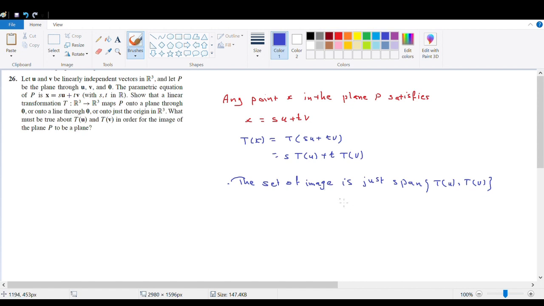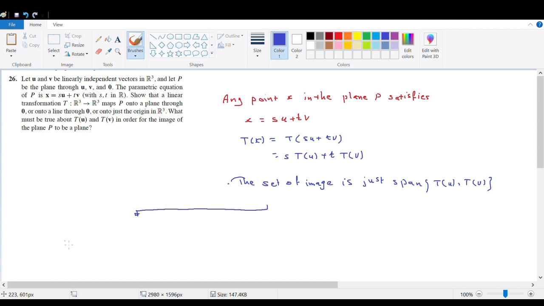So according to this, we see that the image is span TU and TV. So the result will be just in span TU and TV. So what are the cases of TU and TV that make our plane just be a plane through 0, or a line through 0, or just the origin? We can divide this into 3 parts.